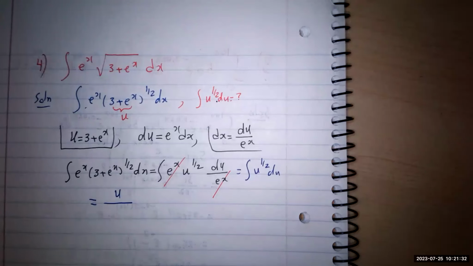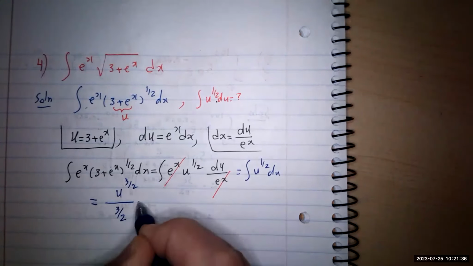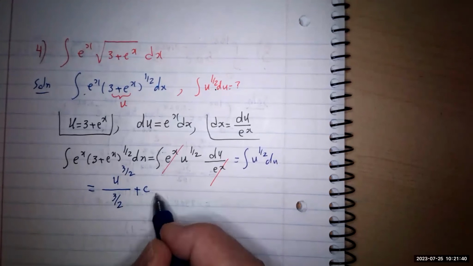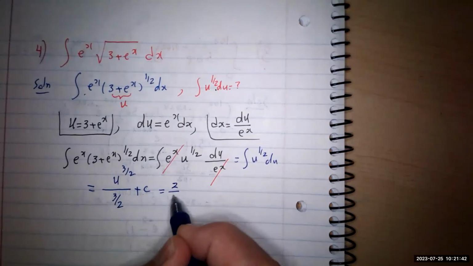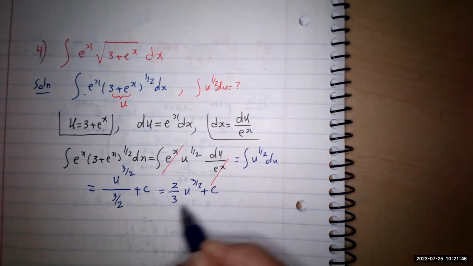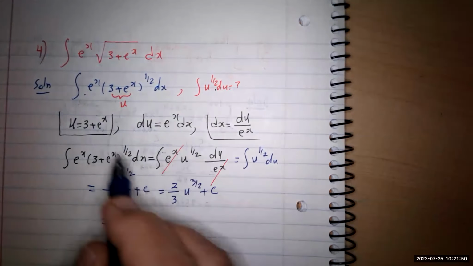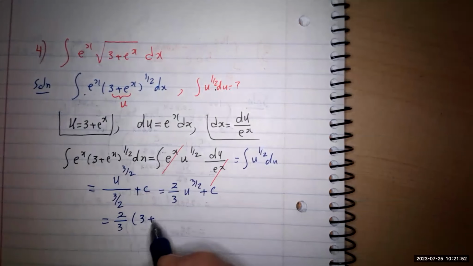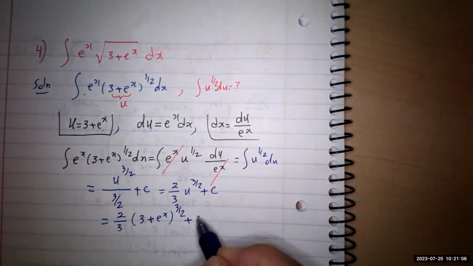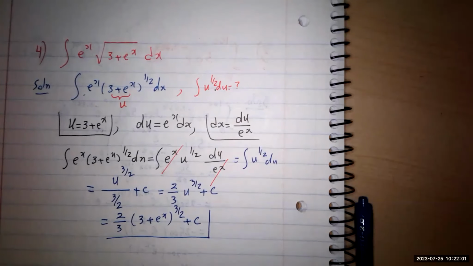It's going to be u to the 1/2. 1/2 plus 1 would be 3/2, over the 3/2, plus the constant c. Use the reciprocal, make it into 2/3 u to the 3/2 plus c. Substitute for u and you're done. 2/3 u is what? 3 plus e to the x to the 3/2 plus the constant c. That gives you the final answer.